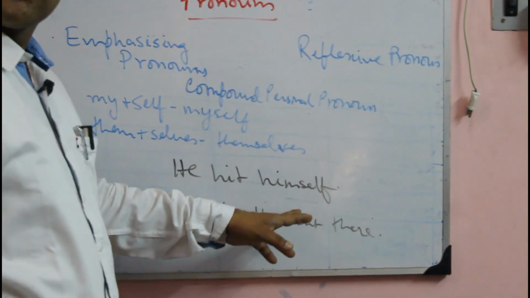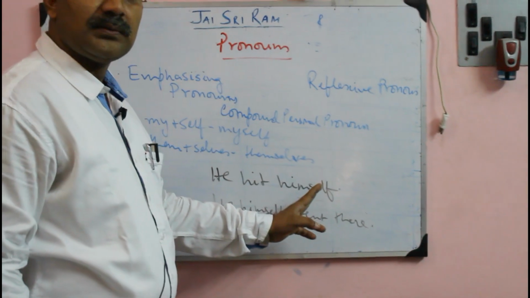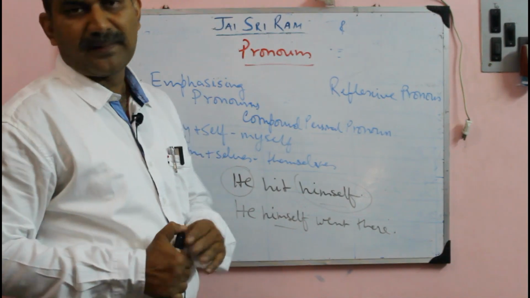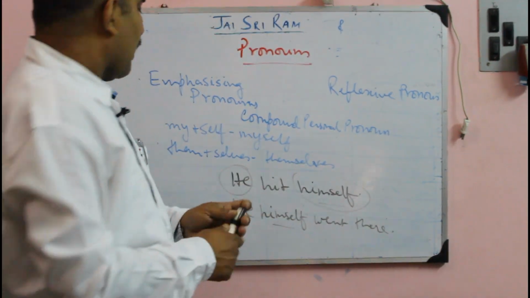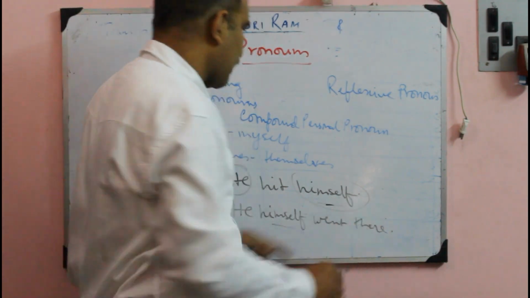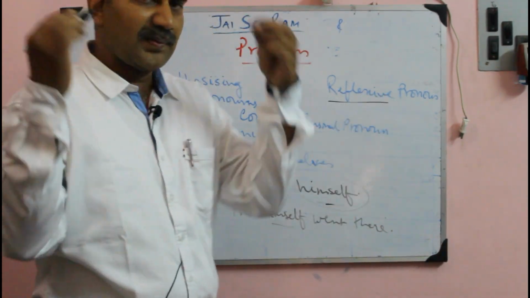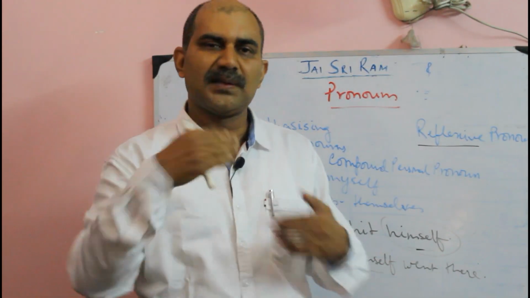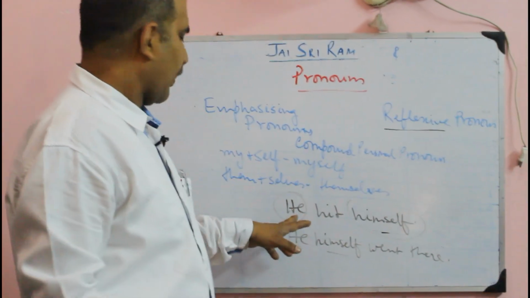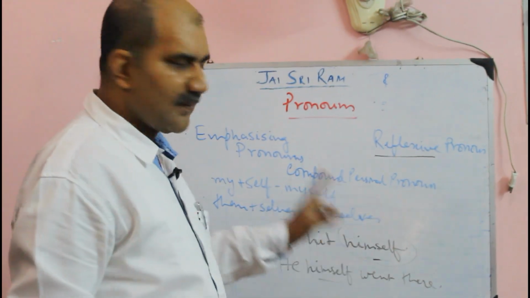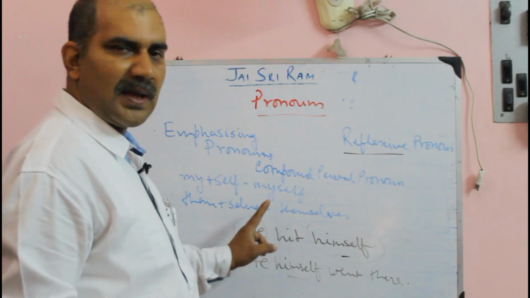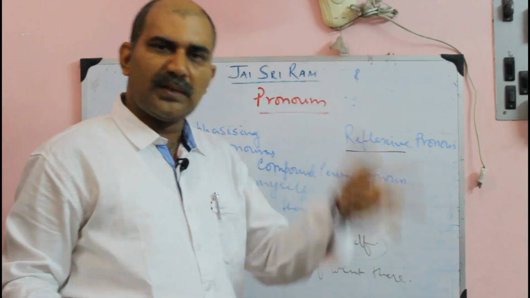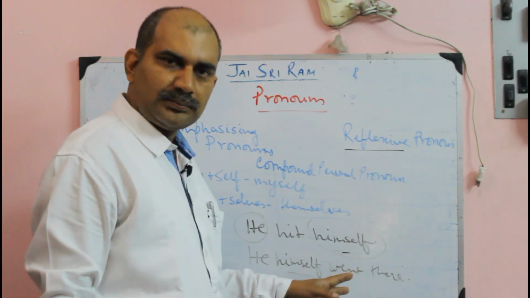In the first case, the subject and the object, this is the subject and this is the object, refer to the same person. So this is an example of reflexive pronoun. The word reflexive comes from the word reflection. Just as when we stand in front of a mirror, we see our own reflection. So the person standing in front of the mirror and the reflection refer to the same person. Similarly, here also, the subject and the object refer to the same person. The action emanates from the subject and goes to the object, means the doer of the action and the receiver of the action in case of a reflexive pronoun are the same.